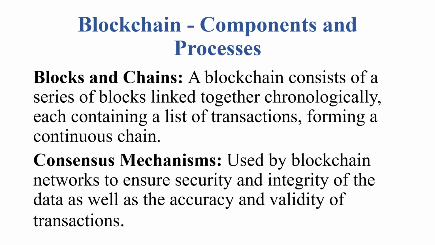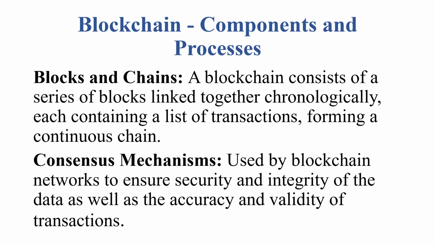Now, once a block is full of transactions, it's added to the chain and becomes a permanent part of the record. The chain is distributed across many computers, and those are called nodes. And as a result, no single person or entity controls it. And as mentioned earlier, cryptography is used to secure the data and verify transactions.